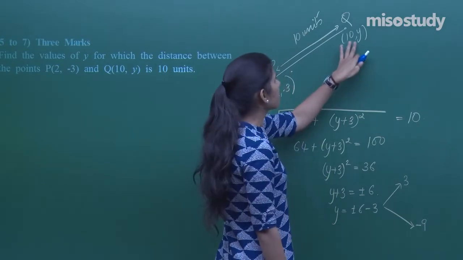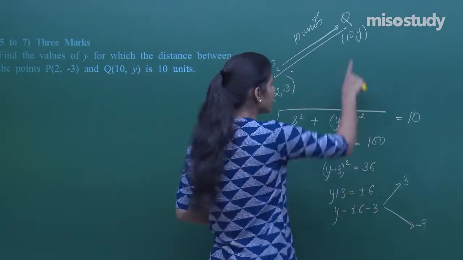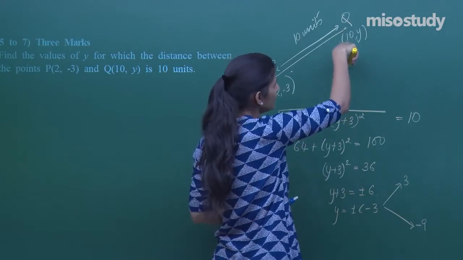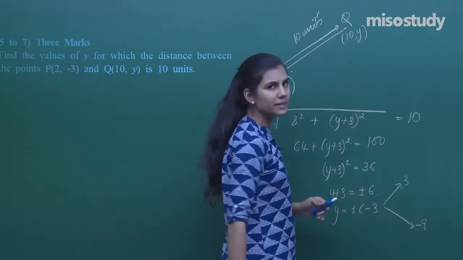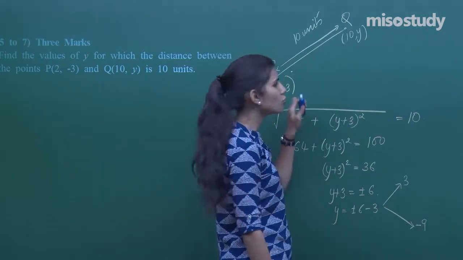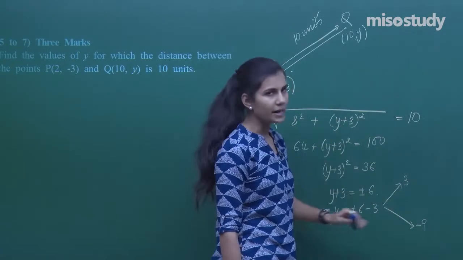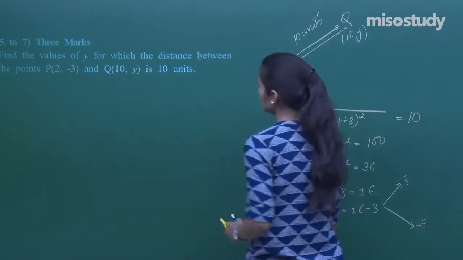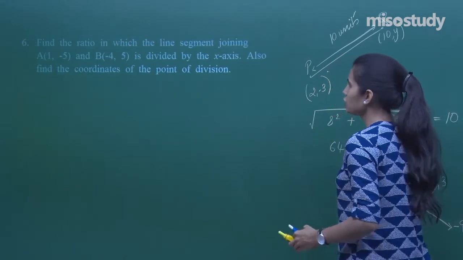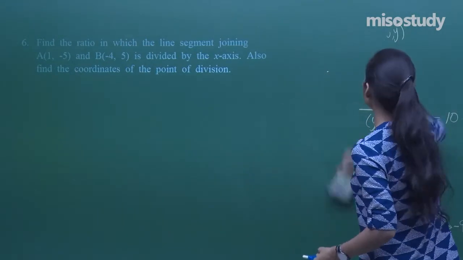So if the distance between P and Q is 10 units, then Q either can be 10 comma 3 or Q can be 10 comma minus 9. These are 2 points in the coordinate plane whose distance from 2 comma minus 3 is 10 units. One is 10 comma 3, other is 10 comma minus 9. Clear?